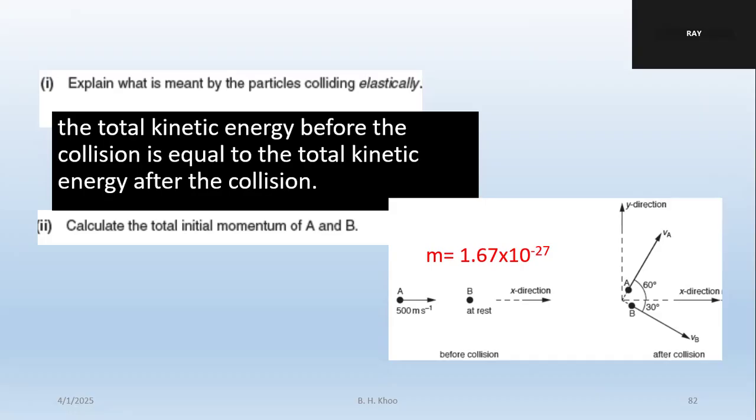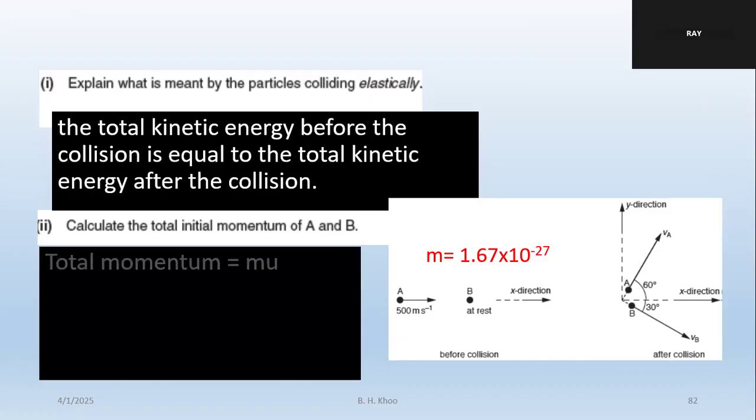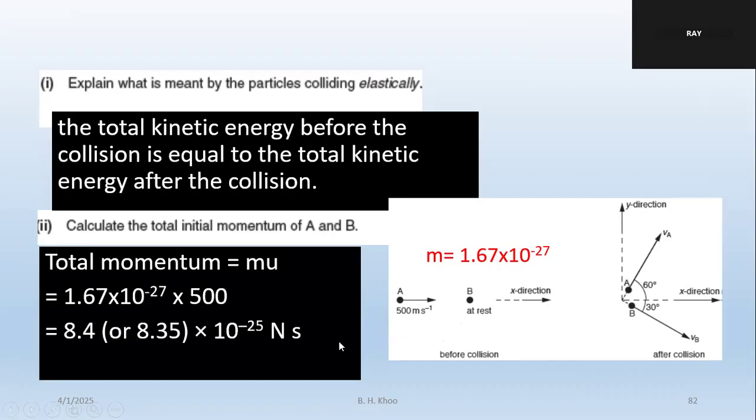Calculate the total initial momentum of A and B. This one takes you through step by step. Total momentum is mu, and B is 0. So mass, that is your mass, times 500.